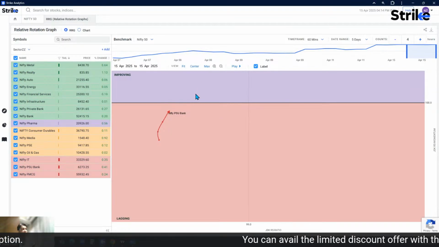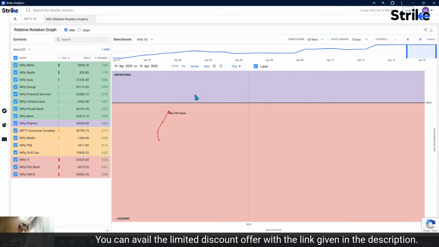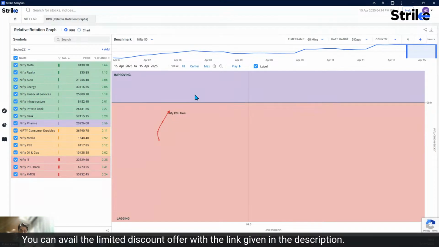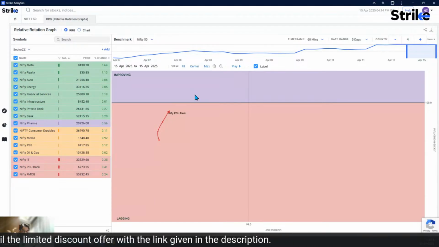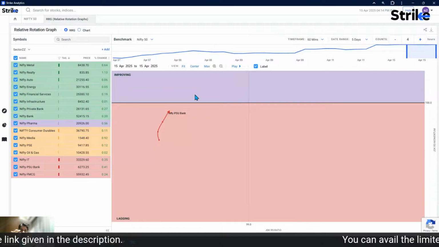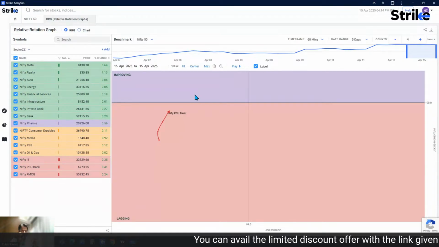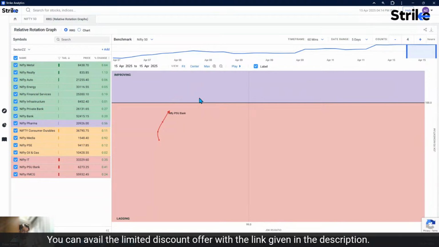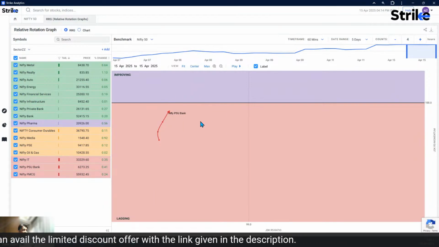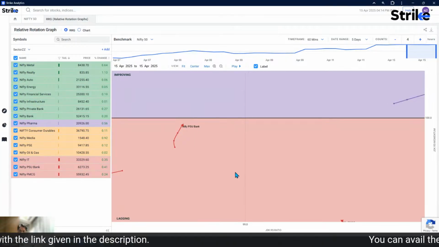look at the stocks. You can use various techniques of technical analysis, like hourly range breakout, or momentum indicators. There is RMI, or whichever indicators you're comfortable with, whatever technical analysis or price action you're comfortable with, use that knowledge on PSU banking stocks, and then take a trade.